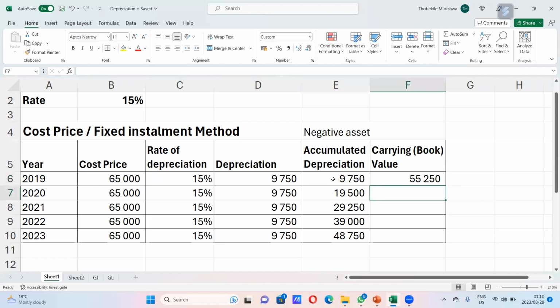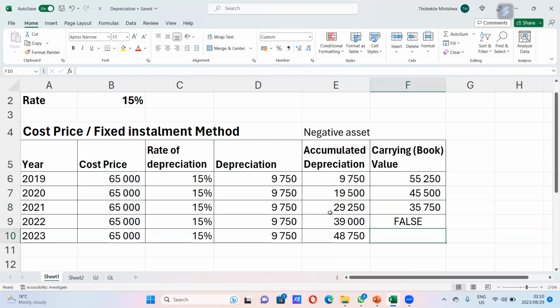That will be the value of the equipment. So in year one, at the end of 2019, if I were to sell the vehicle now, I have to sell it at 55,250, not 65,000. At the end of year two, it's also cost price minus accumulated. This is how much the car is worth now, 45,500. Then year three, 65,000 minus accumulated depreciation. And then year four, again, cost price minus accumulated depreciation.